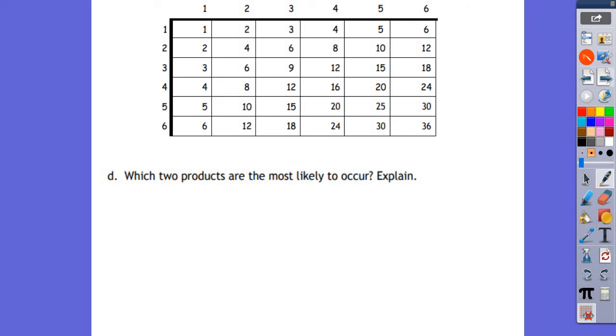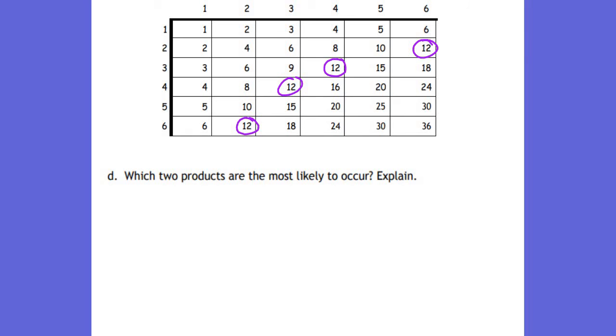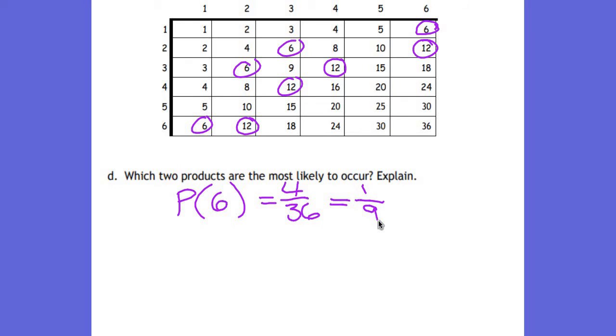D says, which 2 products are the most likely to occur? So 2 are tied for first, for the most happening. What 2 are tied for first? 12. How many does 12 have? 12 has 4. How many does 6 have? It has 4 as well. So they both are tied for first. So the probability of 6 is 4 out of 36, which is 1/9. Then the probability of 12 had 4 chances out of 36, so it also has a probability of 1/9.